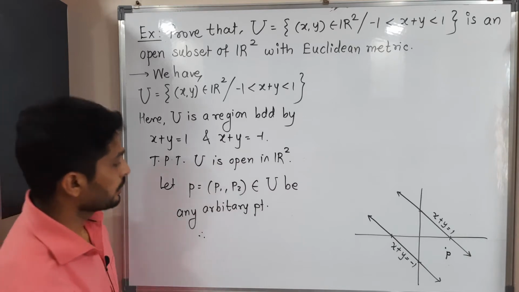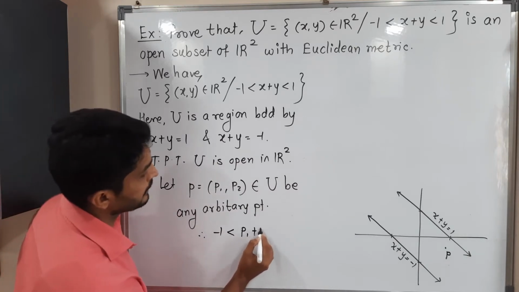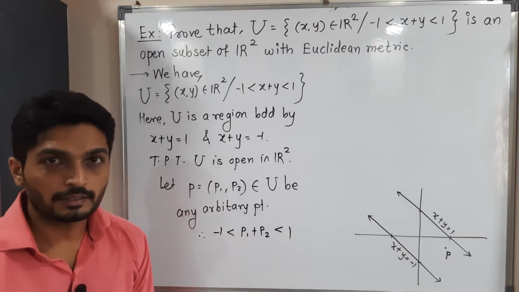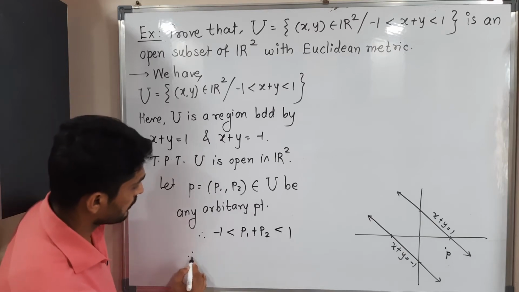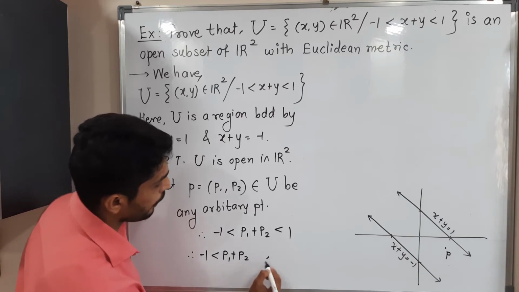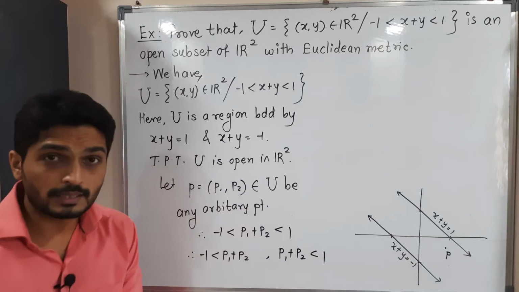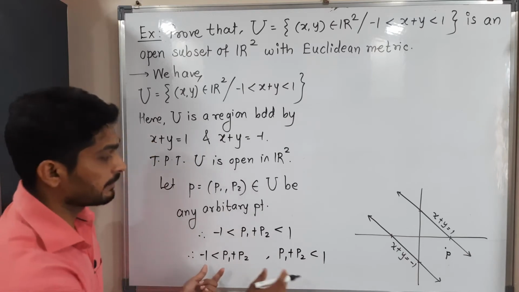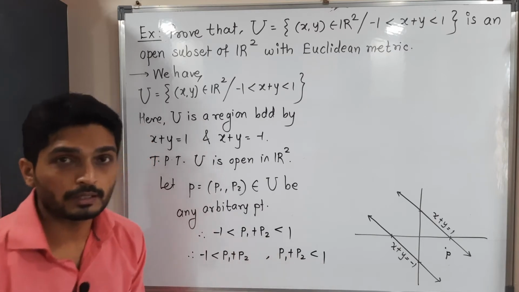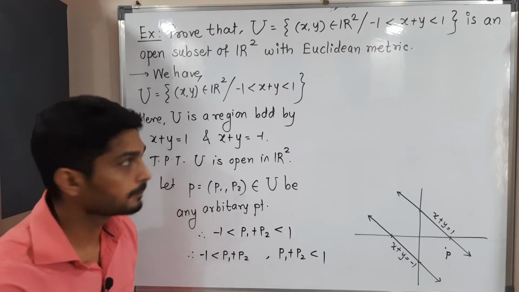So minus 1 less than P1 plus P2 less than 1. Getting the point? So therefore, minus 1 less than P1 plus P2, and P1 plus P2 less than 1. I wrote the same thing, but I split it into two inequalities. But we want something greater than 0. So that's why we shift 1 to that side.